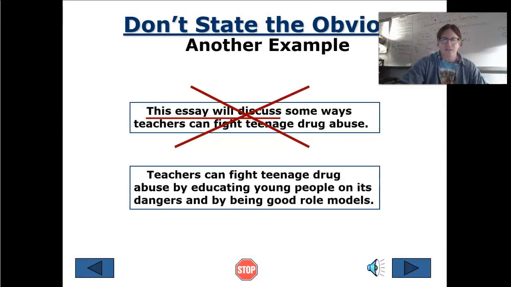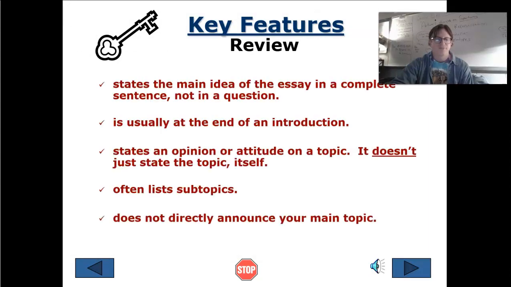Don't say, this essay will discuss. No, the essay won't discuss anything. The author will be discussing this. But you don't even say what you'll be discussing. You just say what you are discussing, not that you will be talking about this. Teachers can fight teenage drug abuse by educating young people on its dangers and being good role models. Good. So again, it states the main idea of the essay in a complete sentence, not in a question.